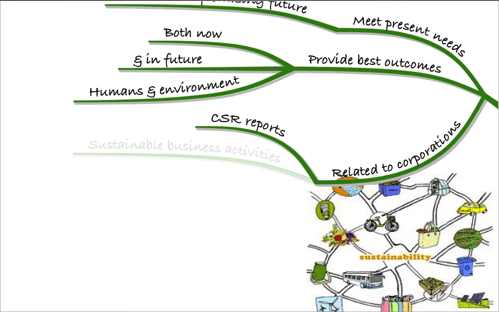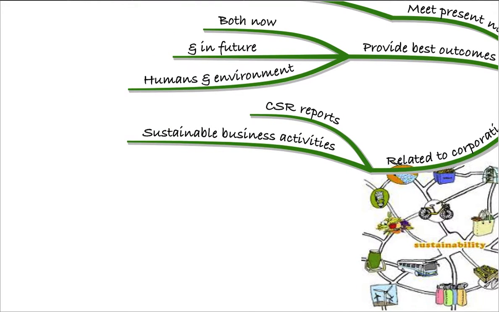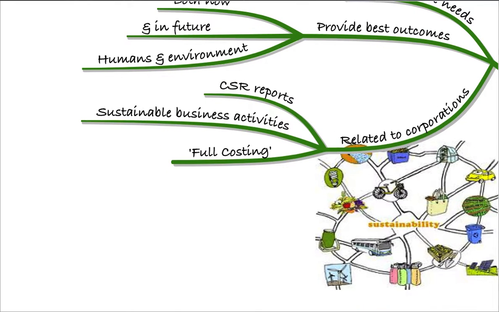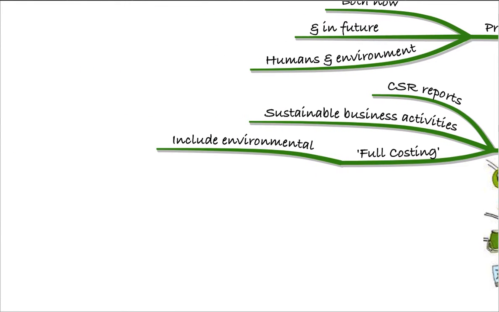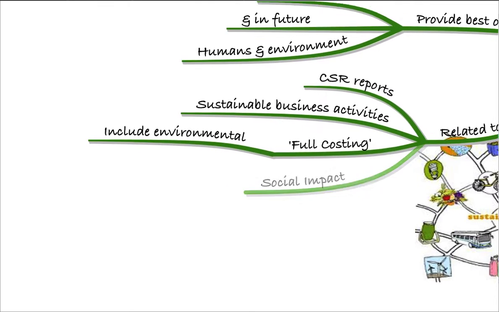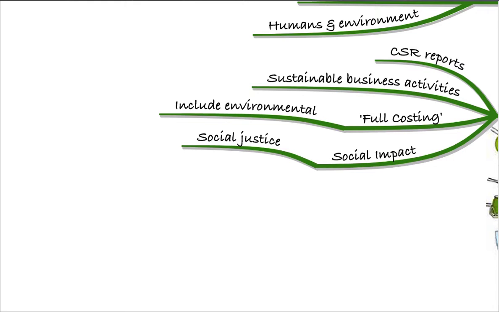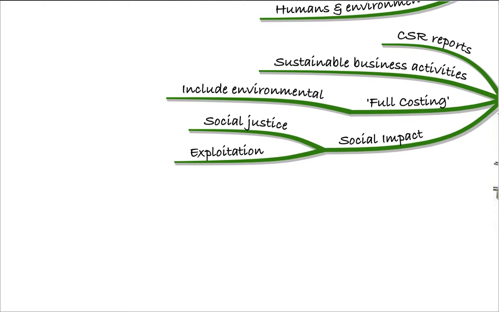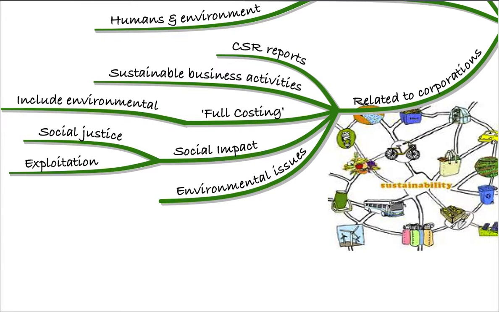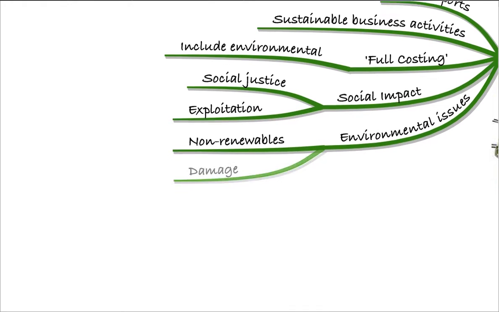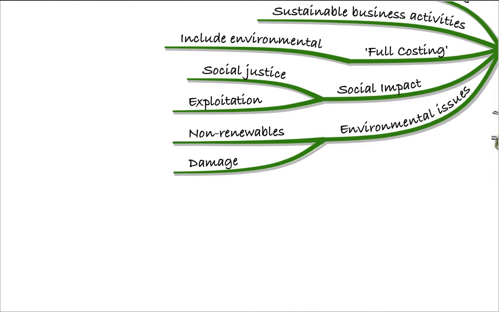So what we might include there is whether we have sustainable business activities or not. So full costing might be involved here, where we include our environmental costs. We might allocate the social impact and discuss it, given the social justice and the exploitation potentially of people in the area. Also, it might include environmental issues, for example, use of non-renewable energy or indeed damage to the environment.